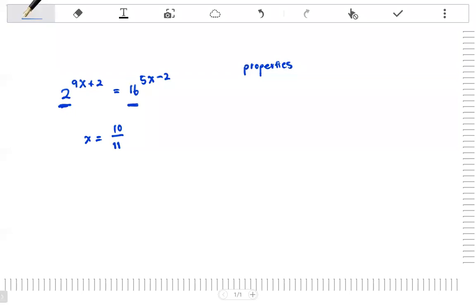So how can we change this? Well, 16, we know 2 times 2 times 2 times 2 is 16, isn't it? Right? In other words, 2 to the 4th is the same thing as 16, right? So can we write 2 to the 4th instead of 16? Can we replace this? I think we can. So if we rewrite this, we can essentially write this, because 2 to the 4th is the same as 16. Okay, now we're working with same bases, so it's much easier to solve.